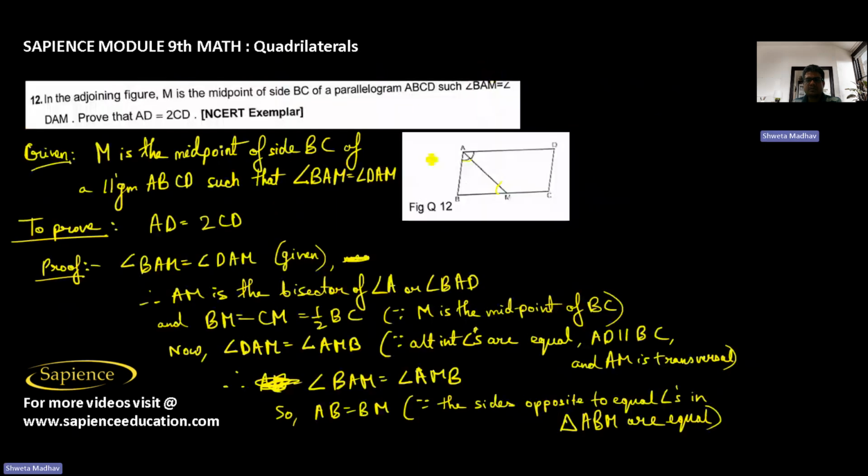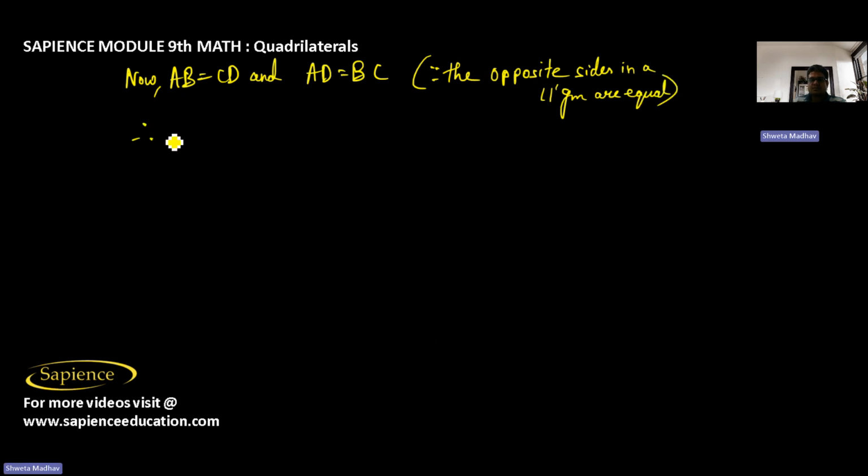Now AB equals CD and AD equals BC, since the opposite sides in a parallelogram are equal. Now therefore, AB equals CD. So therefore, I can say that CD equals BM.